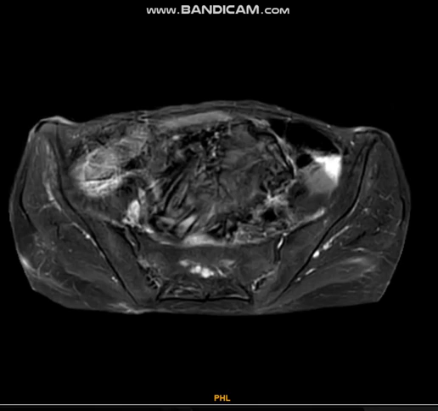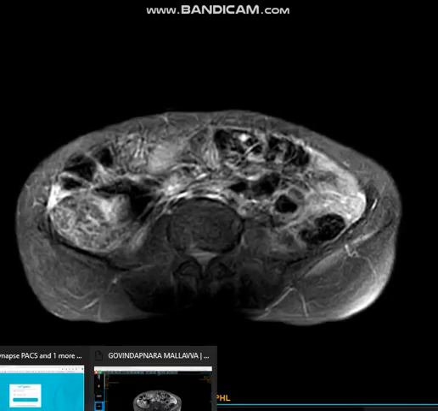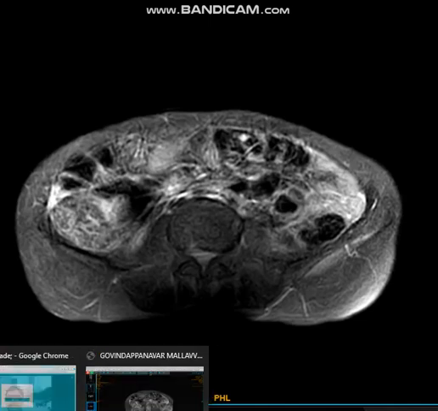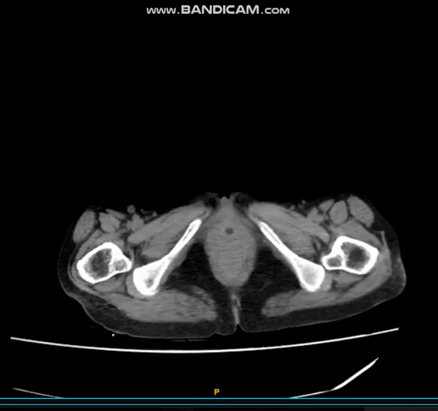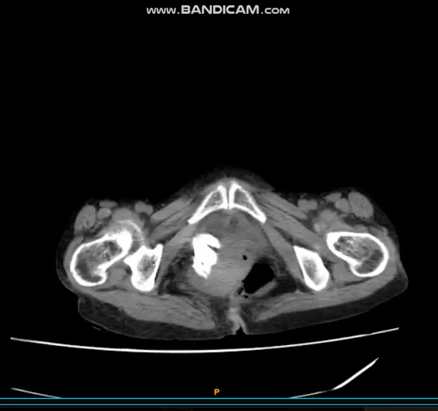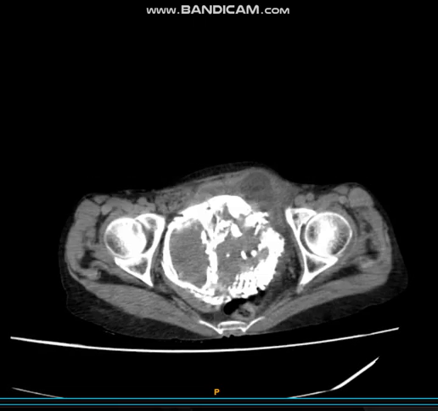This is a case of lithopedion in a 75-year-old lady who has 6 living children, presenting with urinary obstruction.